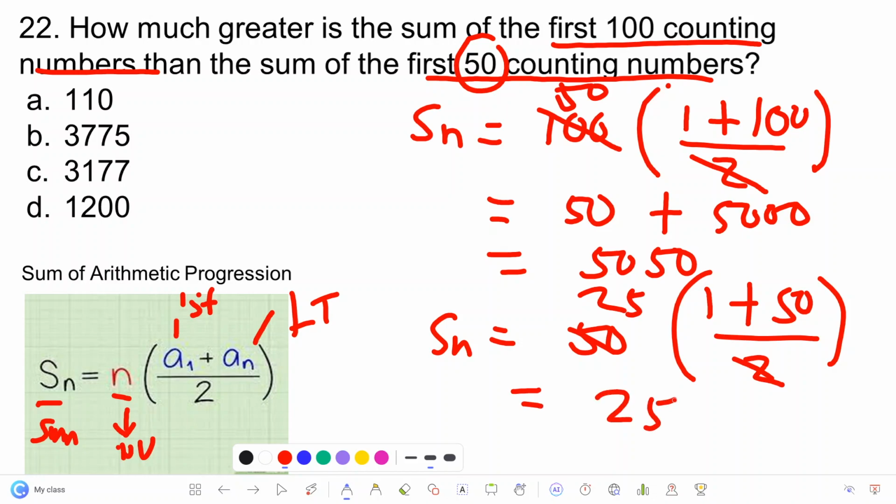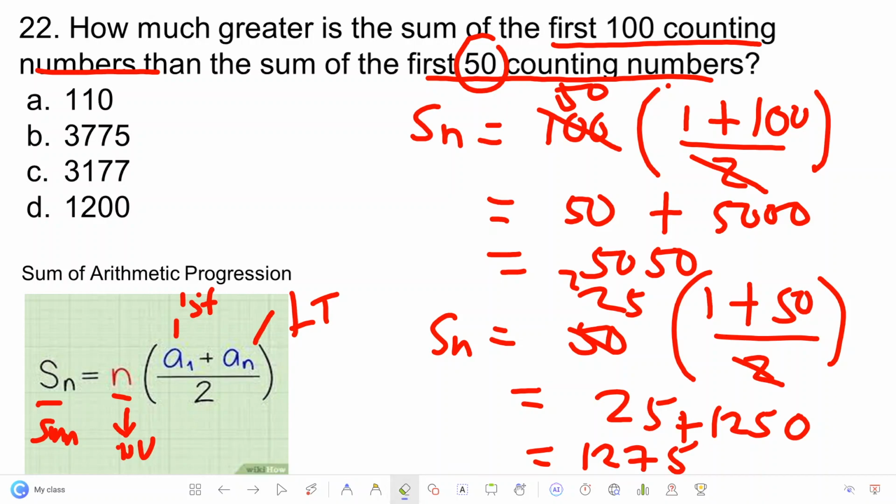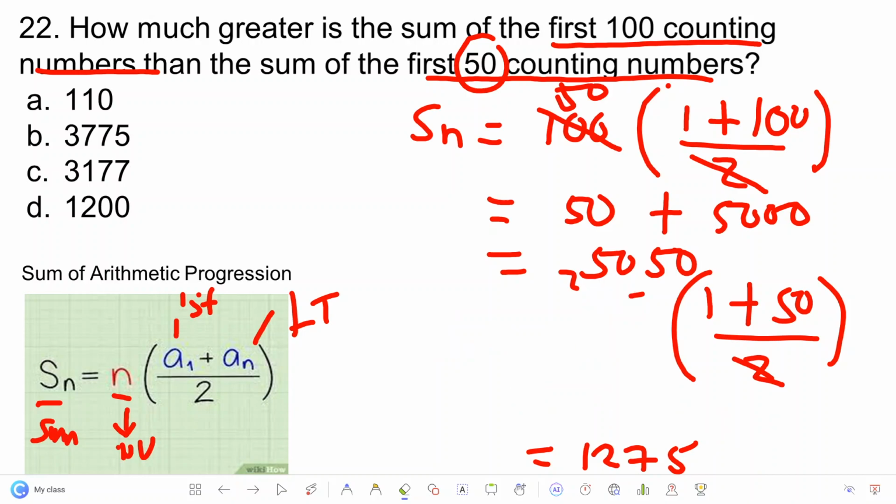Tapos, ang 25 times 51. 5 times 1 is 5, 5 times 5 is 25. Carry 2. 5 times 2 is 10, 11, 12. Okay. So, 25 plus 1,250. So, you will have here 1,275.